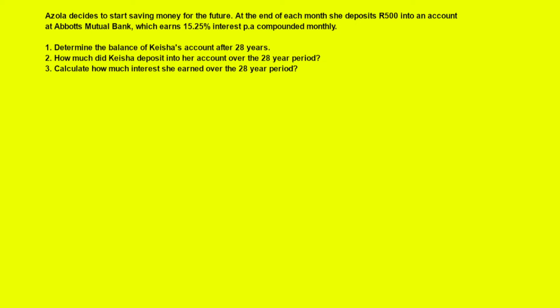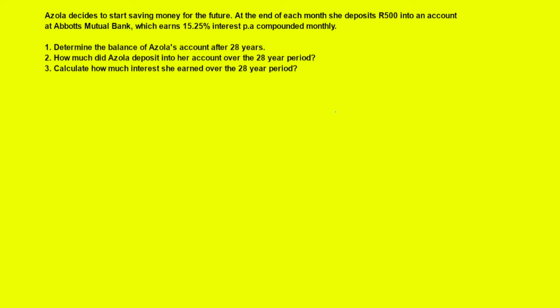The first question says, determine the balance of Keisha's account. Ooh, Keisha, why not Azola? This question has a bit of a boo-boo. So quickly change that to Azola. And this one as well, change it to Azola. And voila. Determine the balance of Azola's account after 28 years.